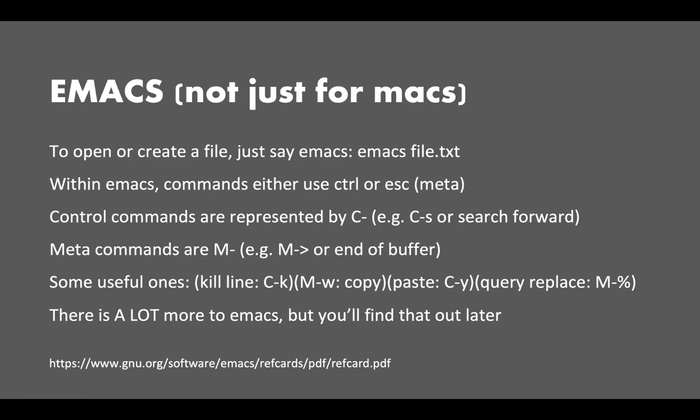And then if you want to use any of the commands within Emacs, you either have to start using the control key or the escape key, which is also known as the meta key. After you press the control key, you will see on your terminal the letter C followed by a dash. So if you want to execute the command search forward, you have to press control, represented by C dash, and then S. Travis will show you afterwards how to use that if these words don't make sense.